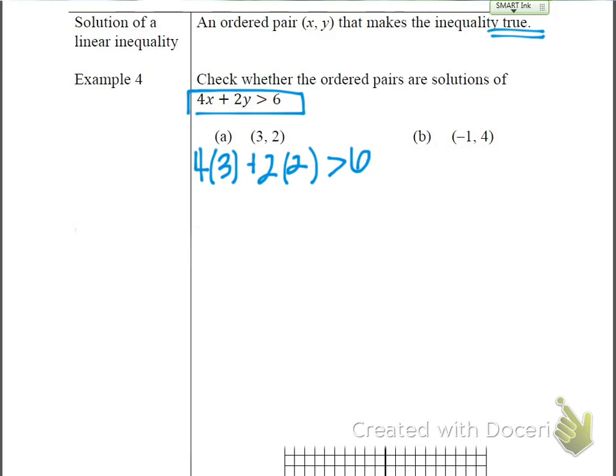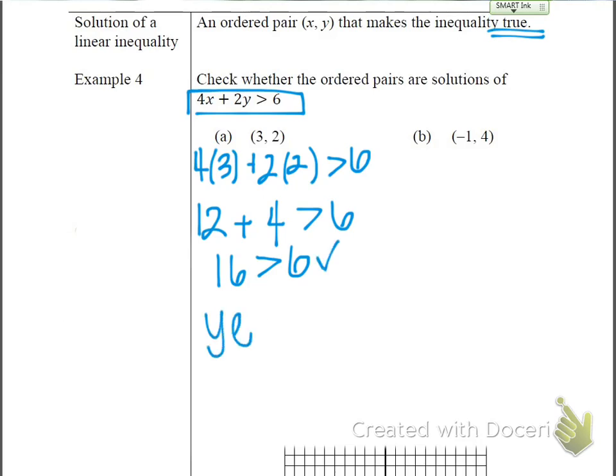So let's do the work. 4 times 3 gives me 12. Plus 2 times 2 is 4, greater than 6. And 12 plus 4 gives me 16. Is 16 greater than 6? Yes. So yes, this point is a solution. And remember, inequalities can have more than one solution. So just because this point is a solution, there's infinitely many other points that are also solutions, because it's anything that makes the equation bigger than 6.